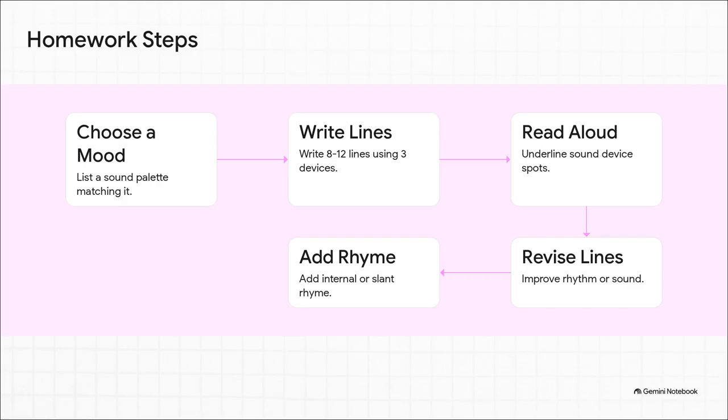Step 4, revise 2 of those lines to make the rhythm even tighter. And finally, step 5, add an internal or a slant rhyme. Have so much fun with this. Step up and be a true composer.